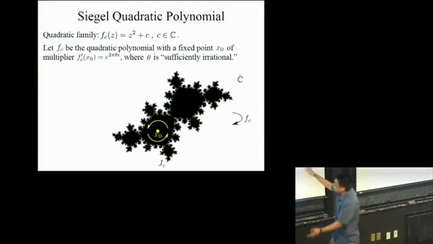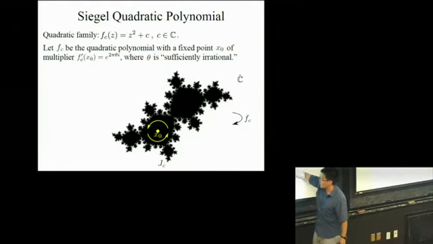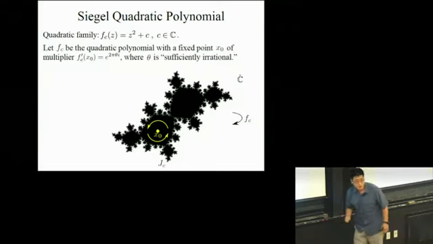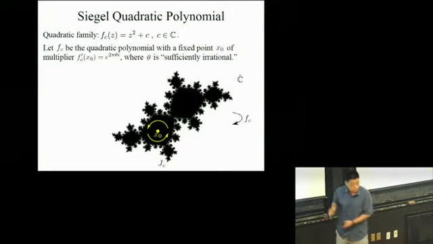Outside the black region, since a quadratic polynomial is a polynomial, and for every polynomial infinity is a super-attracting fixed point, if you go out to the white region, the orbit of every point escapes to infinity. That's the basic description of the dynamics of the Siegel quadratic polynomial.